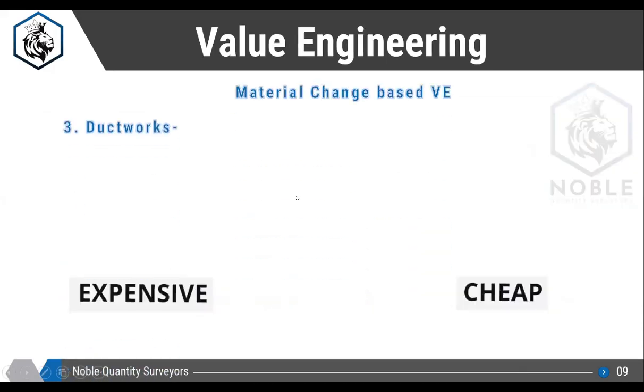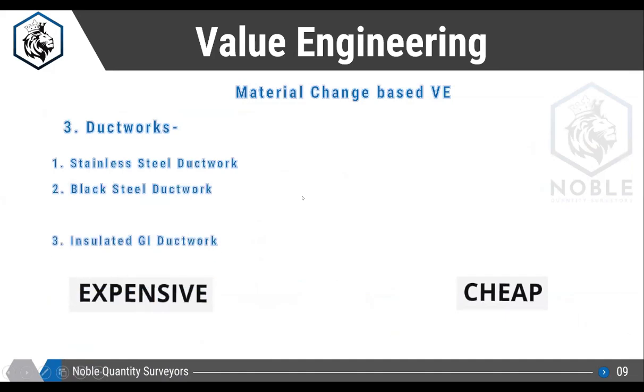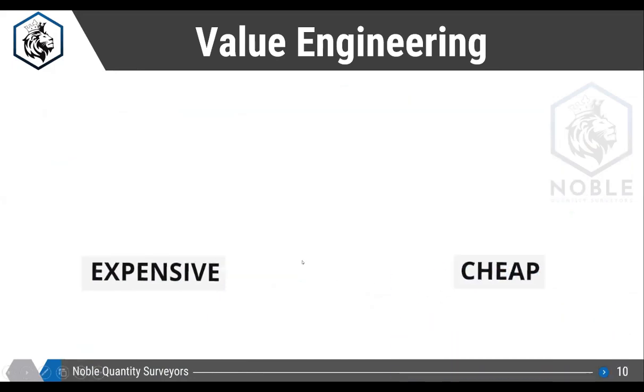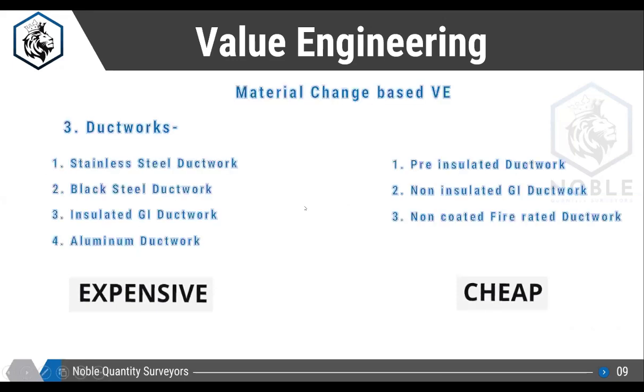Like that, same thing for the ductworks also: stainless steel, black steel, insulated GI ductworks, aluminum ductworks. These are the expensive options. Pre-insulated, non-insulated GI ducts, these are the non-fire rated ductworks. So these all are the cheaper options.